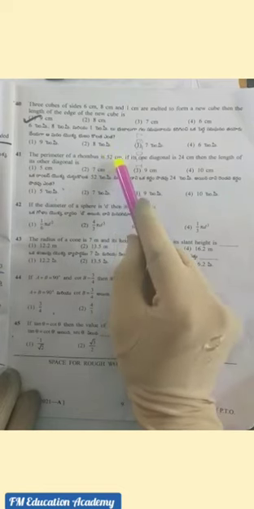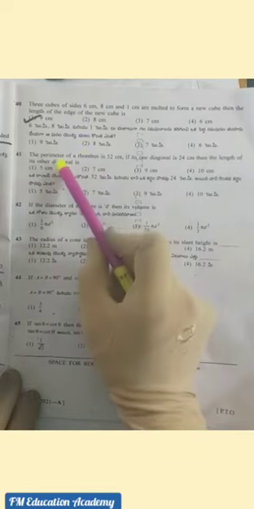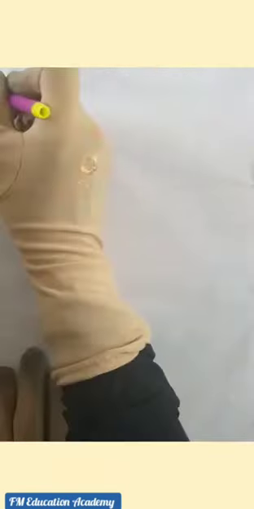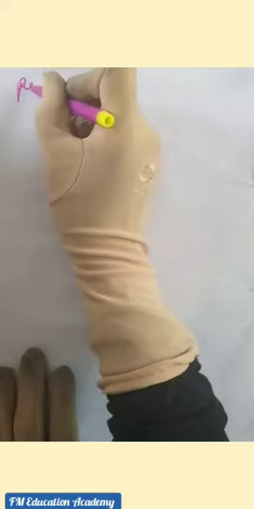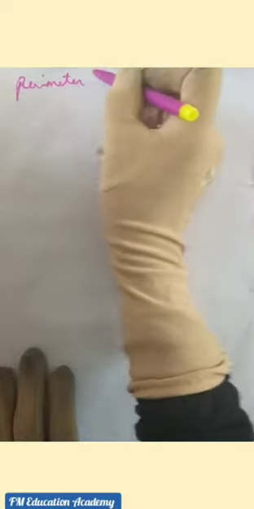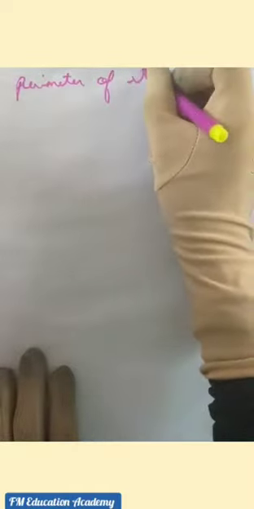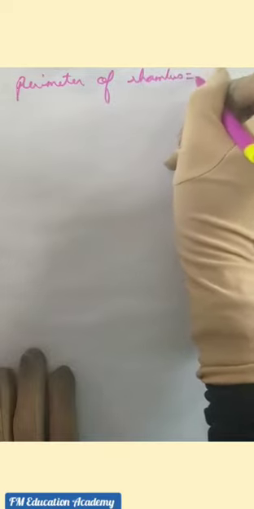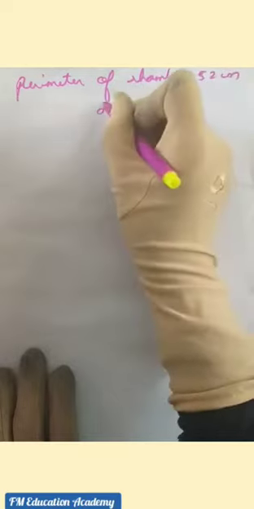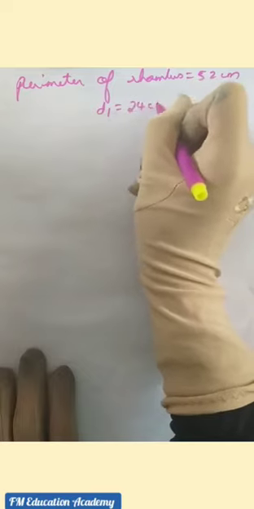41st question. The perimeter of a rhombus is 52 centimeter. If one diagonal is 24 centimeter, then the length of the other diagonal is asked. So the perimeter of a rhombus is given and one diagonal is given. We have to find the other diagonal. The perimeter of the rhombus is given as 52 centimeter. And the length of one diagonal, let us suppose D1, is given as 24 centimeter.